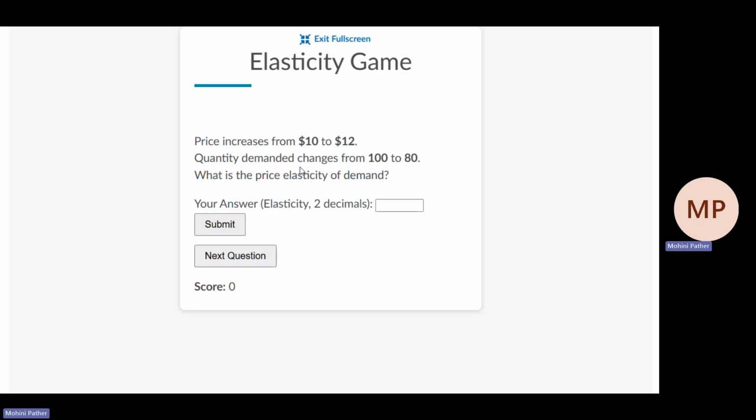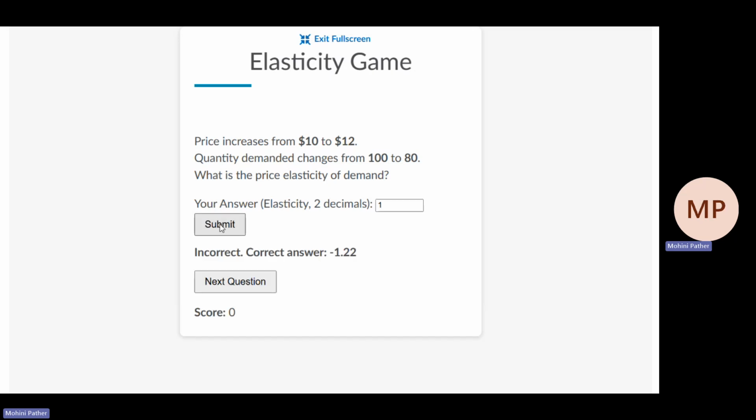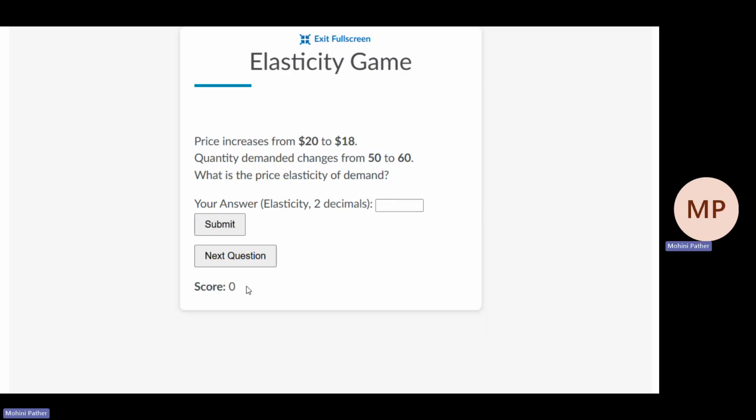You would simply put the quantity demanded, so that is -20, over the price increase, that's again 20, an increase of 20. We do not consider any negatives with regards to elasticity. Let's see if we're correct. It's 1.12, so you will get the correct answer as well. Then once you have provided the correct answer, you can move on to the next question, and you can just test yourself here and make sure that you can apply the formula.